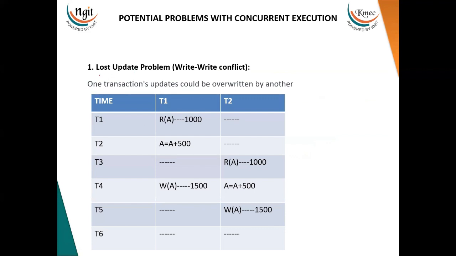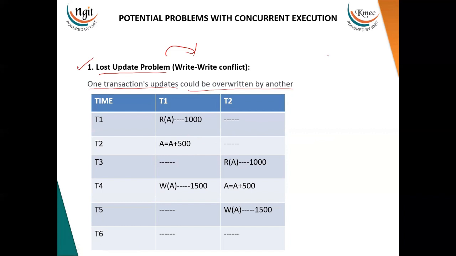Firstly, we have the lost update problem. Lost update problem is also known as WW conflict, which is write-write conflict. When this lost update problem occurs, one transaction's update is overwritten by another. If multiple transactions are taking place at the same time, and one transaction is under process while another transaction overwrites it, then a write-write conflict may occur.